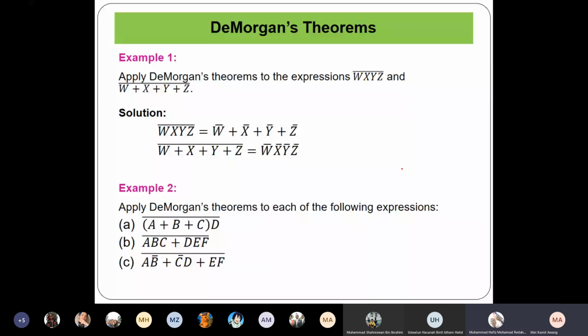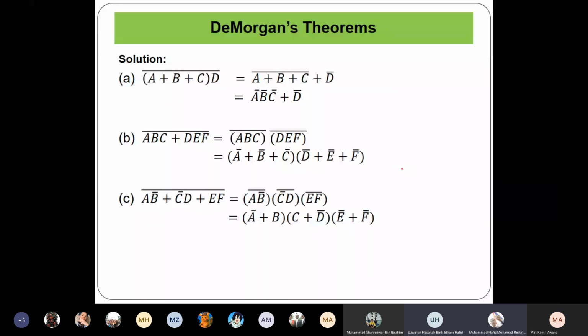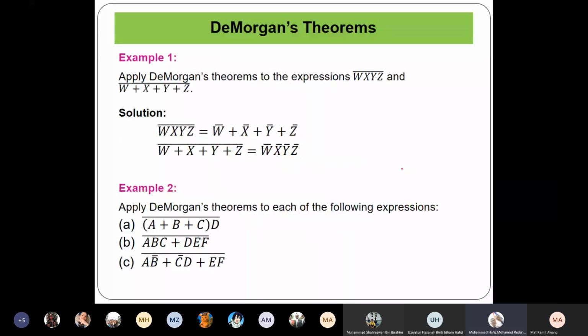Example number 2. How do you do this? First, you use which rule? First, you use De Morgan's first theorem. For the D part, you use the first theorem, plus D bar. Right? Then after that we use the first theorem again.